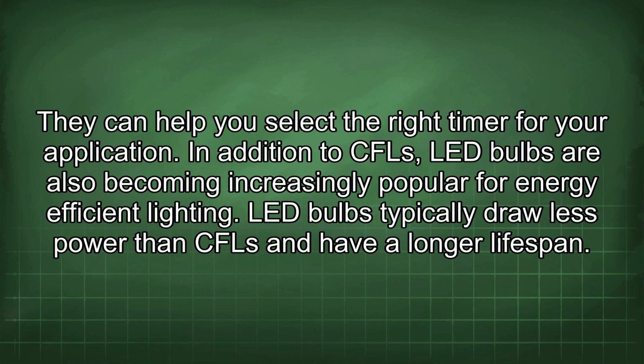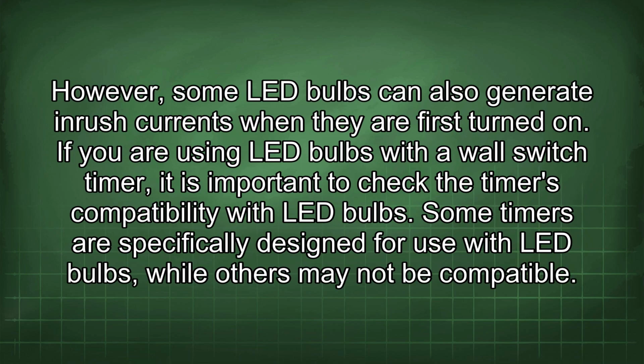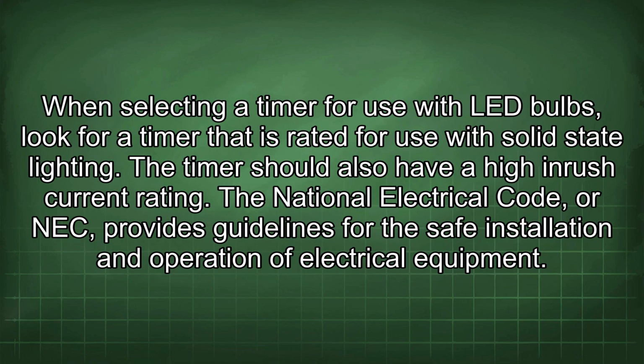In addition to CFL, LED bulbs are also becoming increasingly popular for energy-efficient lighting. LED bulbs typically draw less power than CFL and have a longer lifespan. However, some LED bulbs can also generate inrush currents when they are first turned on. If you are using LED bulbs with a wall switch timer, it is important to check the timer's compatibility with LED bulbs. Some timers are specifically designed for use with LED bulbs, while others may not be compatible. When selecting a timer for use with LED bulbs, look for a timer that is rated for use with solid-state lighting. The timer should also have a high inrush current rating.